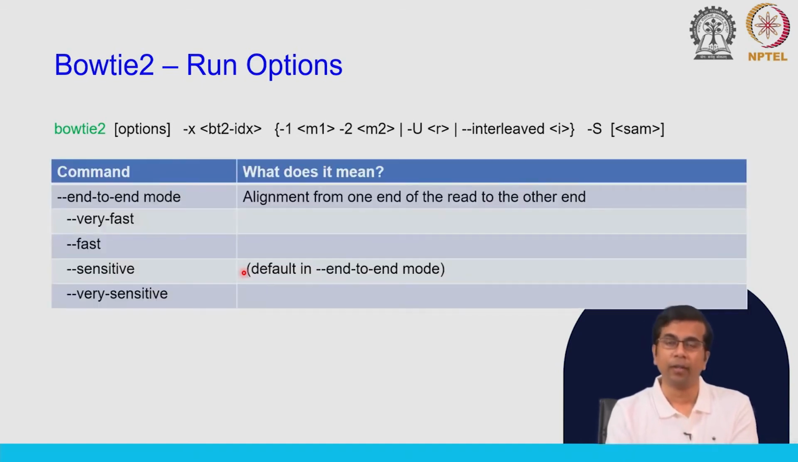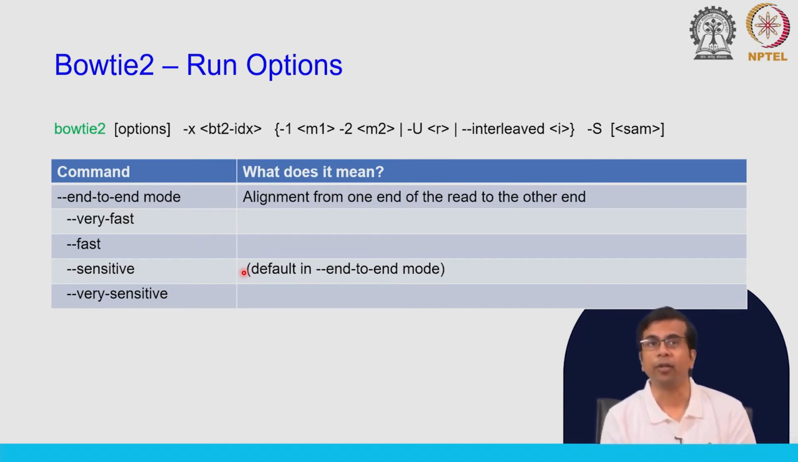Okay. So, there are two useful commands that we can use. One is called end to end mode. This means the full read will be aligned against the reference sequence. You have perhaps learned about global alignment, where if you are aligning two sequences against each other, you look for full alignment from one end to the other end. You do not leave out any part of the sequences. It is similar here: you align from one end of the read to the other end. So, this end to end mode is very similar to global alignment.